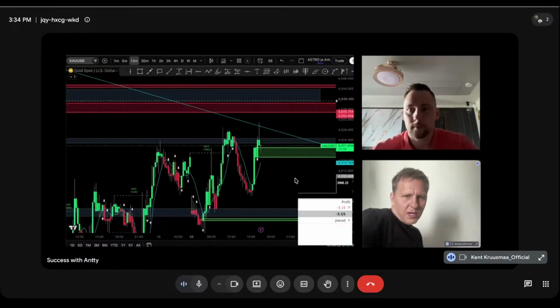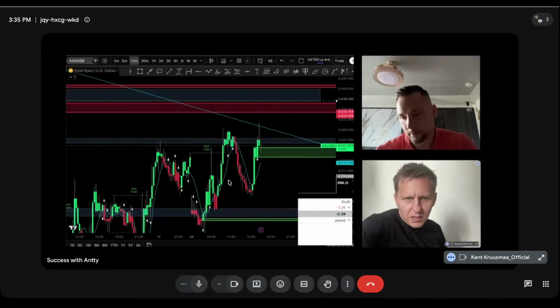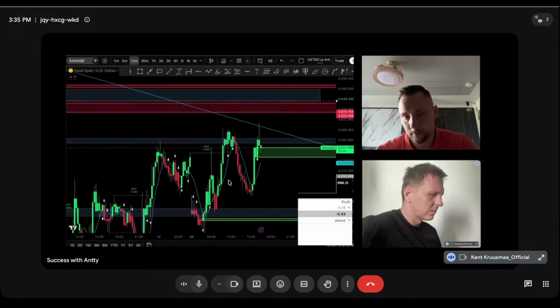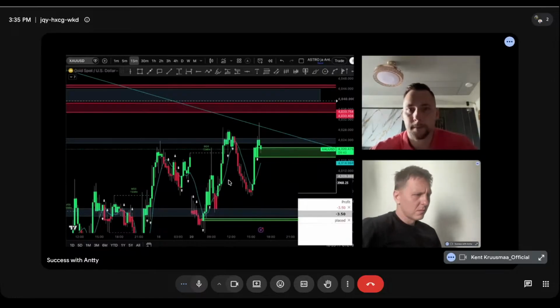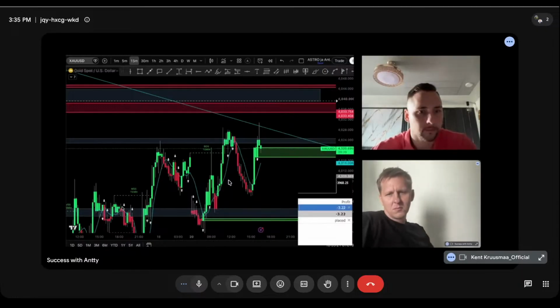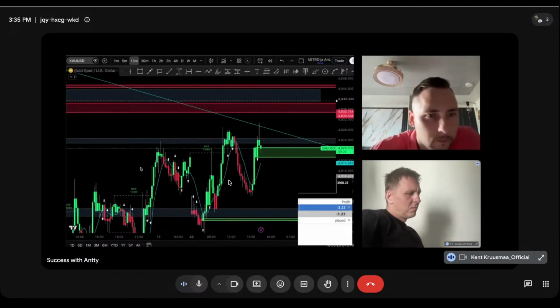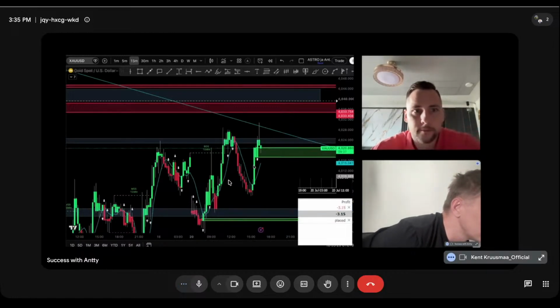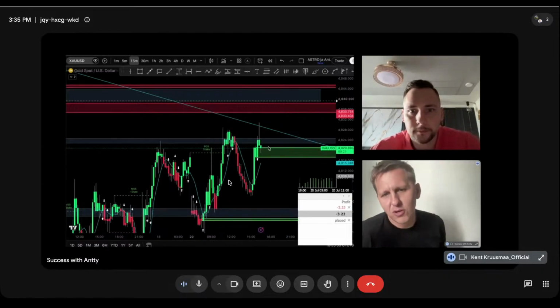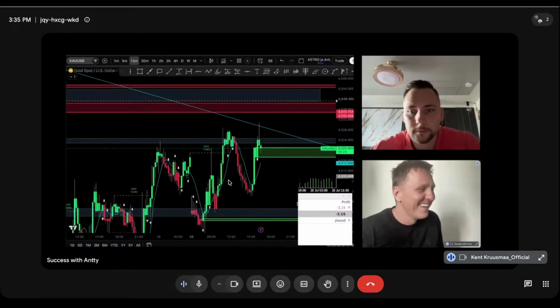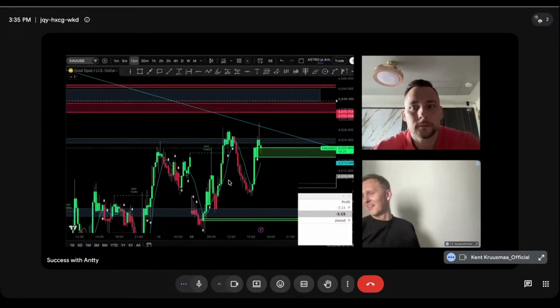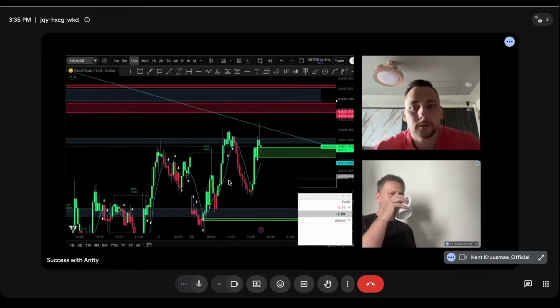So what is happening now with the gold? Now would be good to go into GBP. It seems that it's stuck in that place. No, we were rushing too much. That's cool. That's okay.